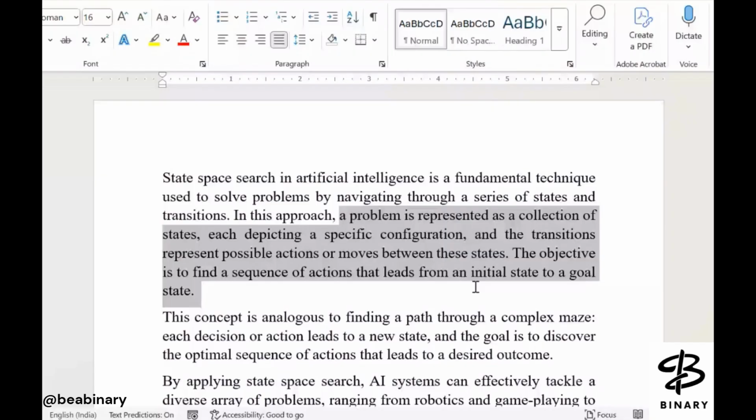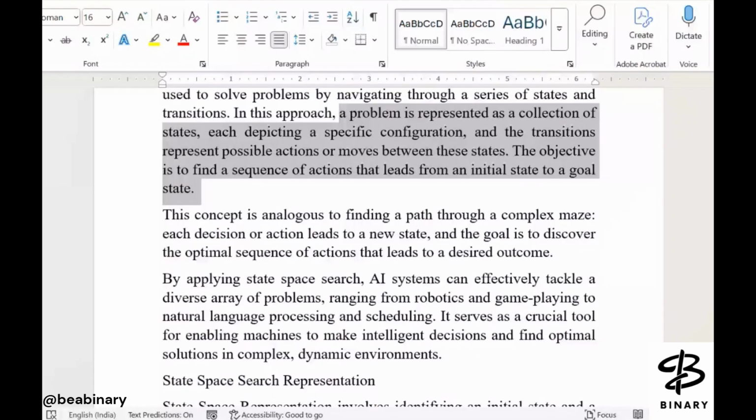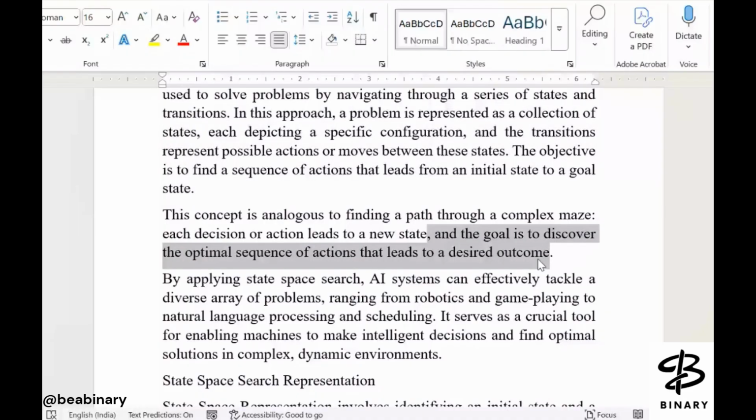So this concept is analogous to finding a path through a complex maze, and each decision or action leads to a new state. Whatever action we perform or decision we take, a new state will be there, and the goal is to discover the optimal sequence of actions that leads to a desired outcome. So after a particular action, a new state will occur and we will check whether this is a goal state or not.